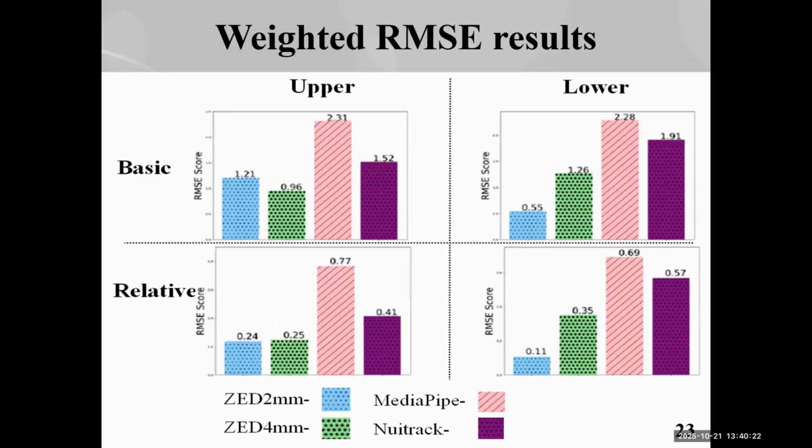In the next graph, we use importance weights. And we can see that for the lower body, the trend stays the same. But for the upper body, with the basic scaling, we can see that the Z4 millimeter outperforms the Z2 millimeter. But with the relative normalization, they gain the same results. This is due to the fact that the Z4 millimeter outperforms the Z2 millimeter in more features than the Z2 millimeter does, but only by a small difference.